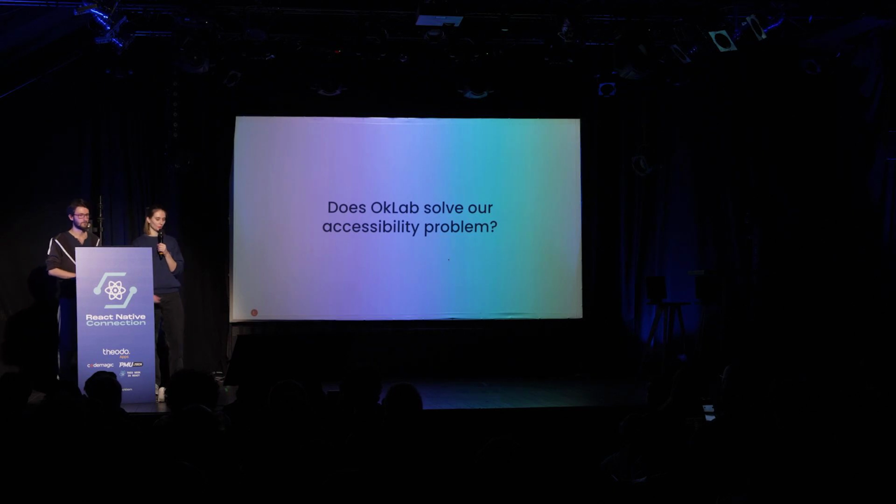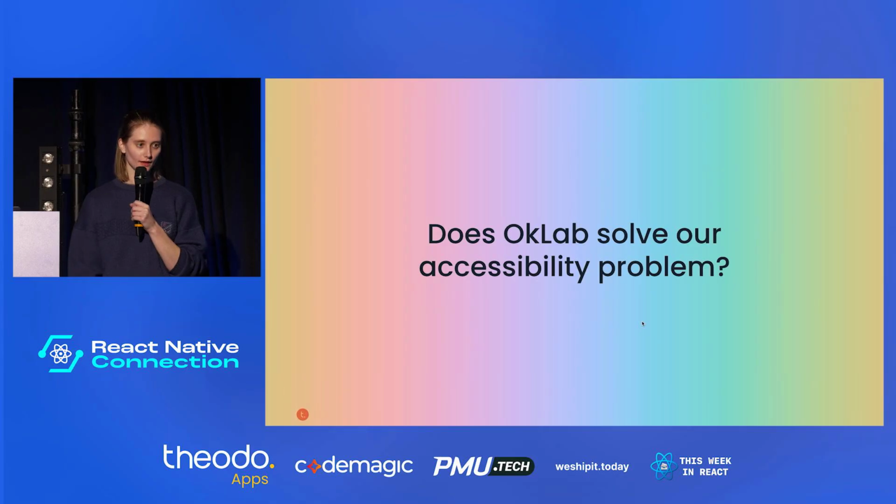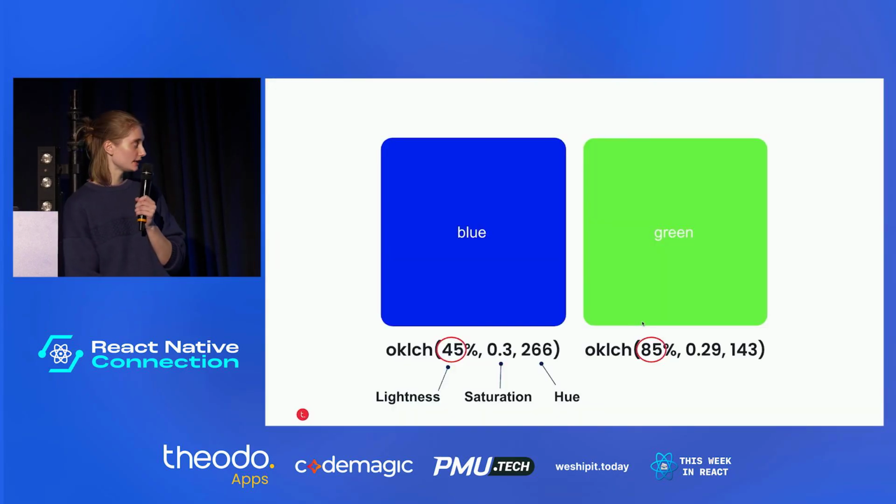The second question we need to ask is whether OkLab solves our accessibility problem. And the short answer is yes. Here you have both colors written in the OKLCH API. It's basically OkLab, but in polar coordinates. And you have the lightness included.